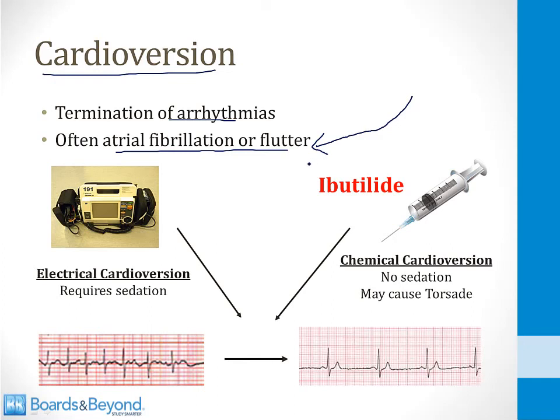In these more stable situations, there are 2 options for cardioversion. The first is to perform what's known as an electrical cardioversion. This involves use of a defibrillator, and it also requires sedation. It's very uncomfortable when you deliver a shock to the patient's chest, so you need to sedate them and put them to sleep, and then you administer a shock to the chest.